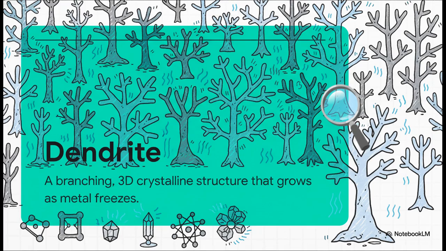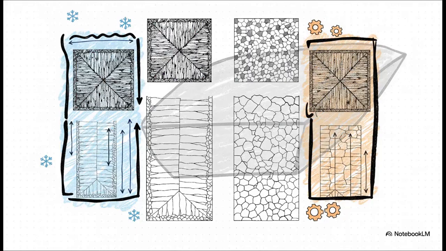The word itself comes from the Greek word dendron, which literally means tree, and honestly, that is exactly what they are. They are tiny, three-dimensional, interlocking metal trees that grow their own branches and secondary arms right inside the liquid mold as the temperature drops. It's like a microscopic forest growing in real time. Let's look at how these tiny trees organize themselves.